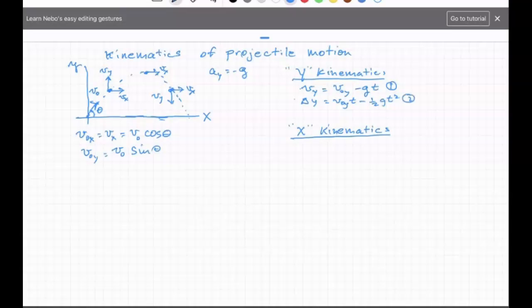Equation 3 is the final velocity in the y direction squared is equal to the initial velocity in the y direction. Let me correct that. Write it this way. The final velocity in the y direction squared is equal to the initial velocity in the y direction squared plus 2 times the acceleration times the displacement. So that's minus 2g times the displacement in y.